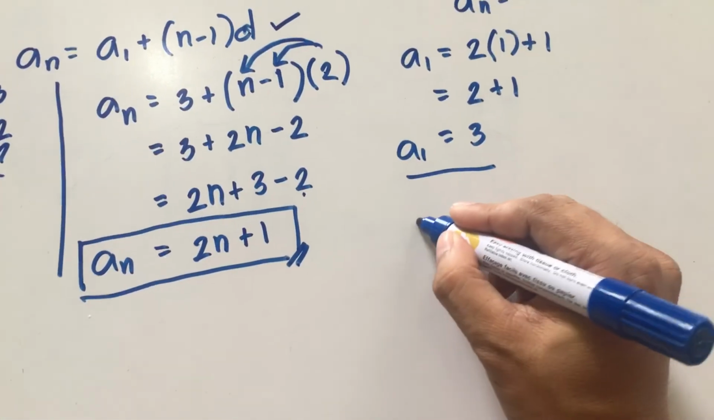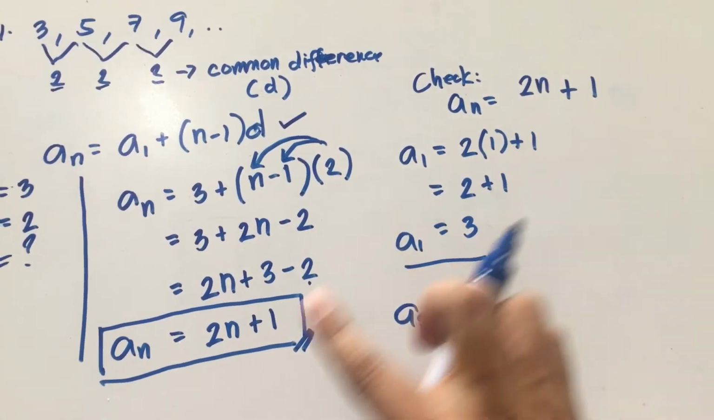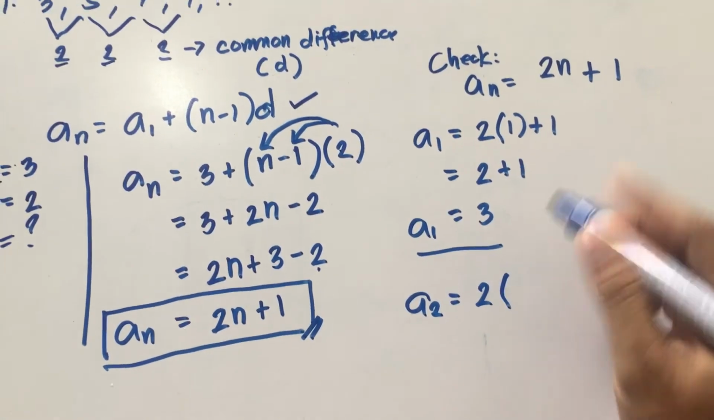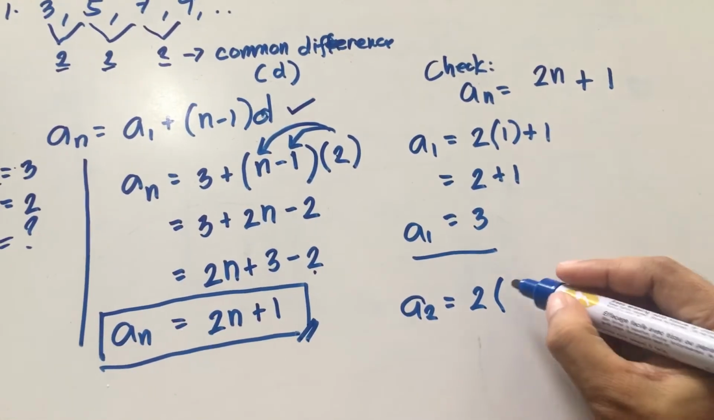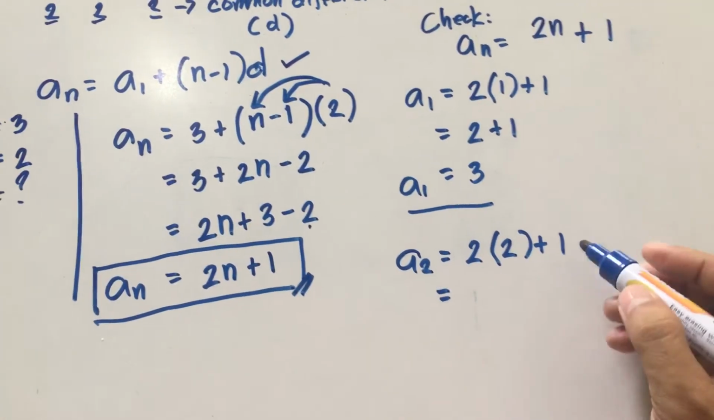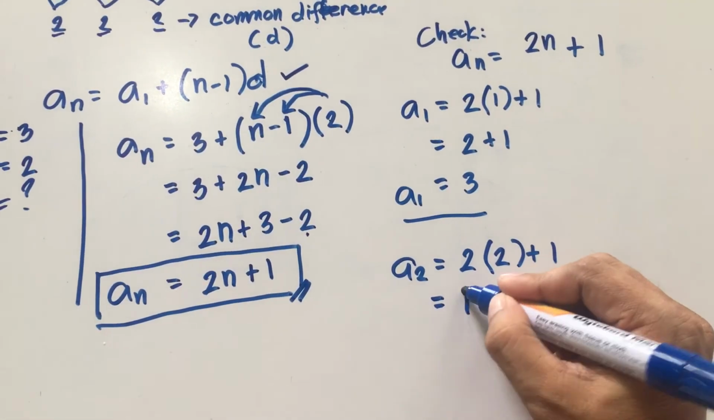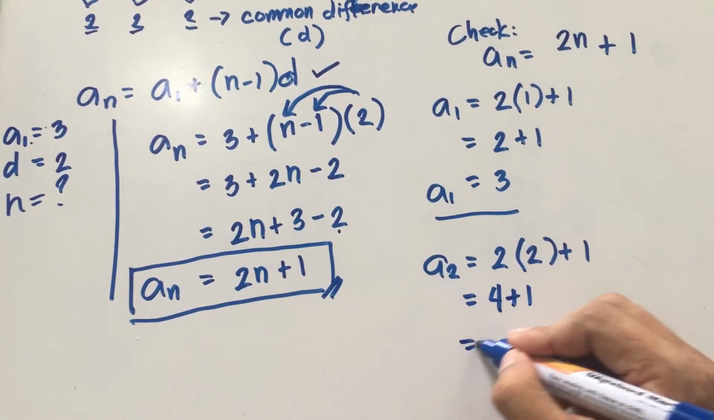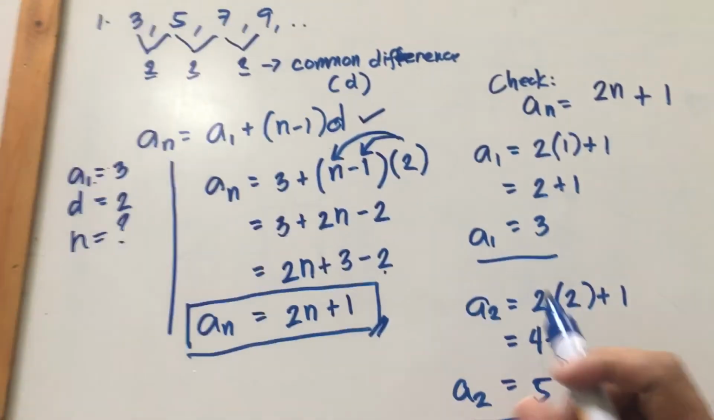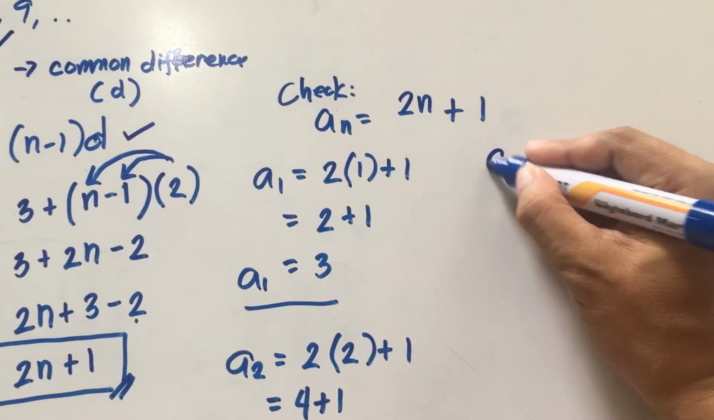Let's go now to the second term, or your a sub 2. So, again, from the formula, your final answer, you have 2, your n now is equal to 2, plus 1 equals, so simplify first the parentheses. So, 2 times 2, you get 4. Plus 1 is equal to 5. So, your second term or your a sub 2 is 5. Okay, we are correct. Okay, let's do the rest to be sure.